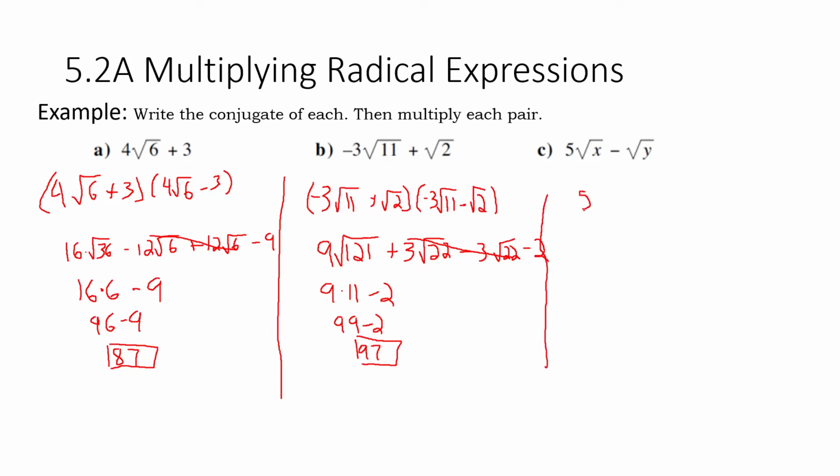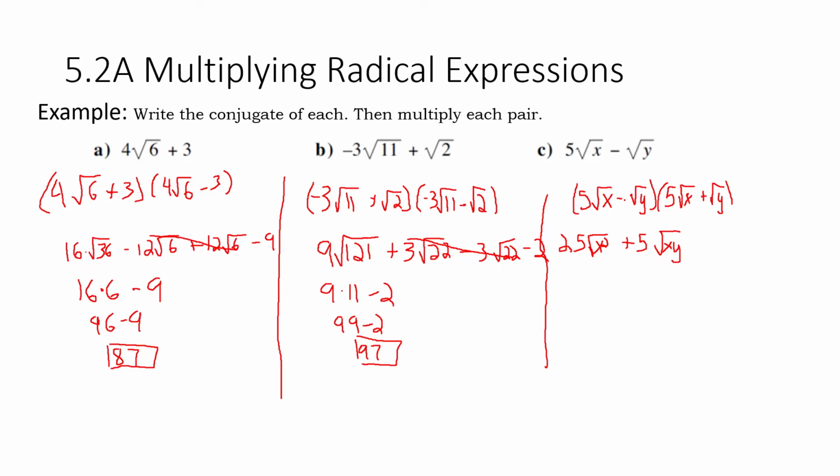The conjugate of 5 root x minus root y is 5 root x plus root y. So 5 times 5, 25. Root x times root x is x squared. Again, even though it's a variable, perfect square. 5 times 1 is 5, so plus 5. Root x times root y is root xy. That's the best we can do there.